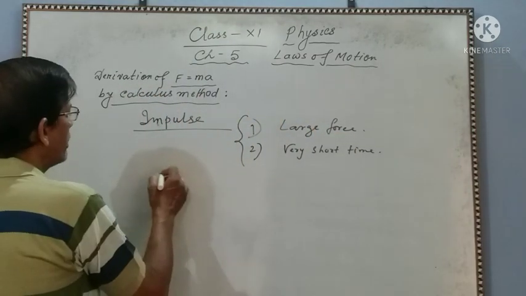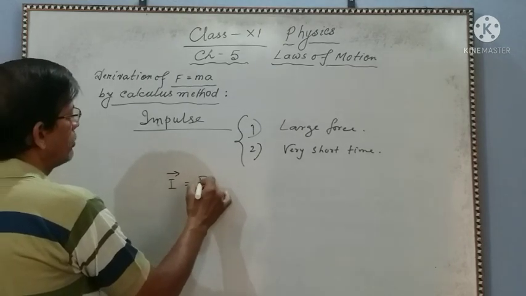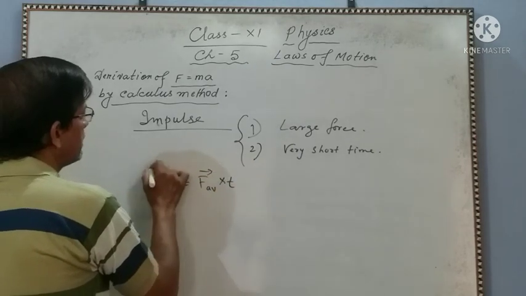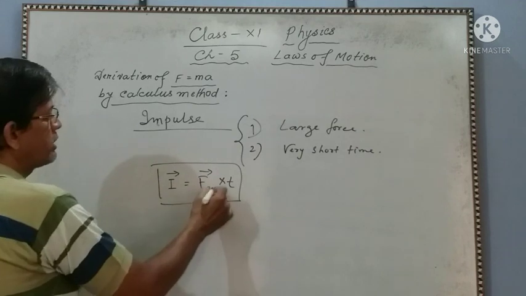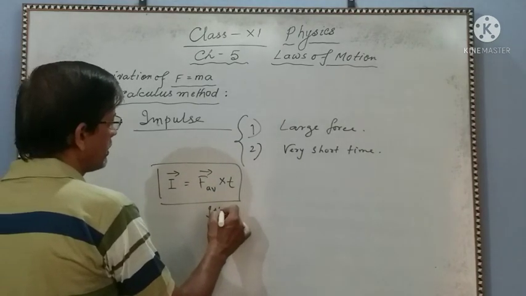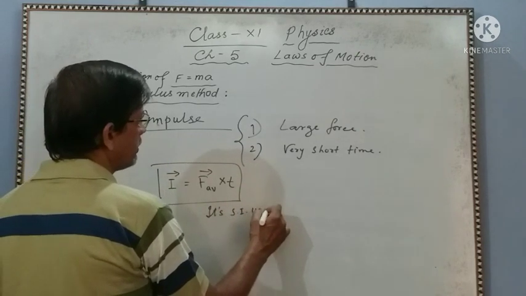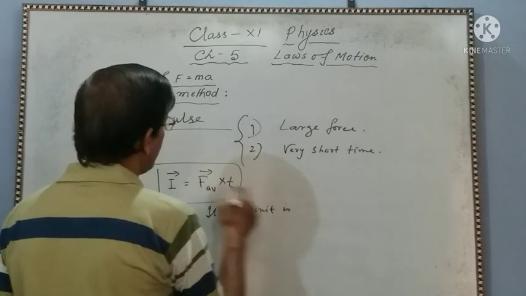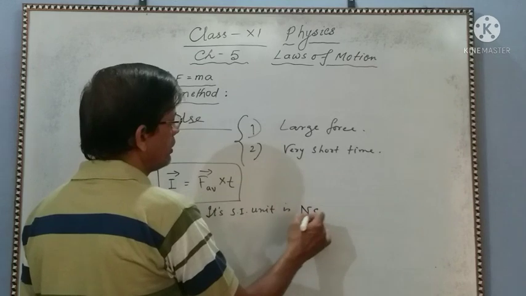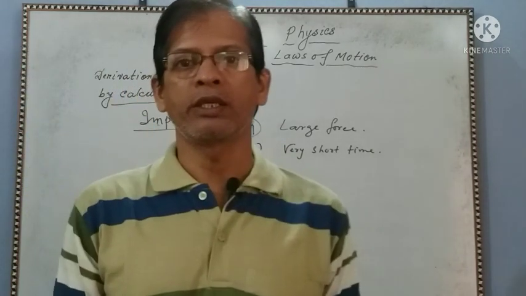So impulse is denoted by I. I equals average force into time. This is the impulse. Its SI unit is Newton, this is second, so Newton second. The SI unit of impulse is Newton second.